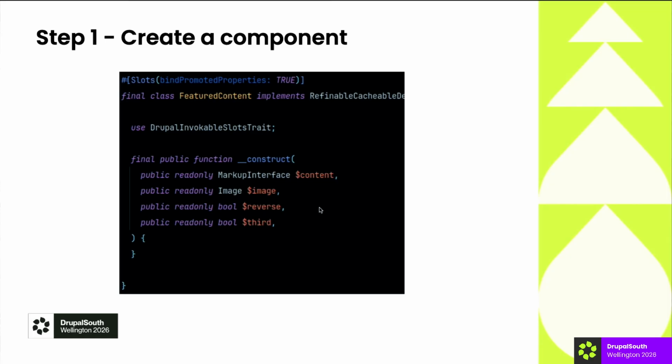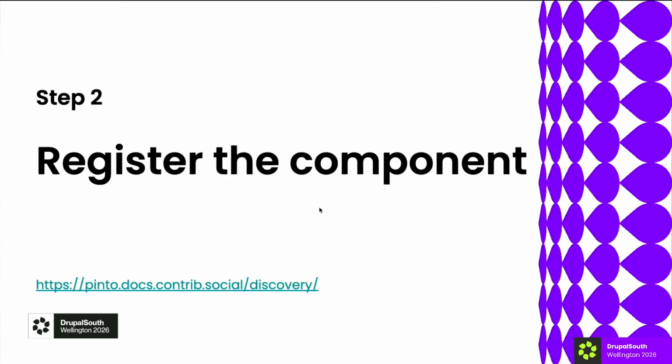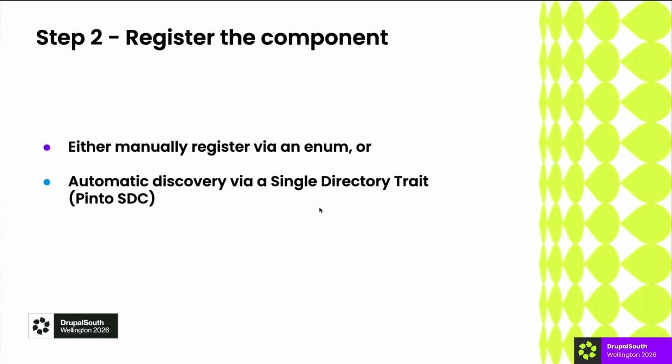So now we've got our component, we've got our twig template. Now we need to tell Pinto about our component, so we just need to register it. You can either register it manually, or there's automatic discovery. Pinto discovers components by default via an enum list. If you don't know what an enum list is, it's just another PHP object that you add a case to, and you map that case to the component itself.